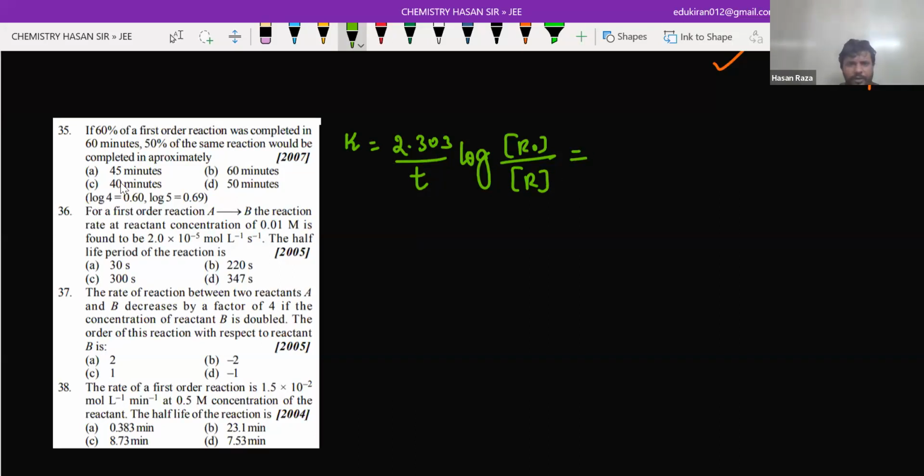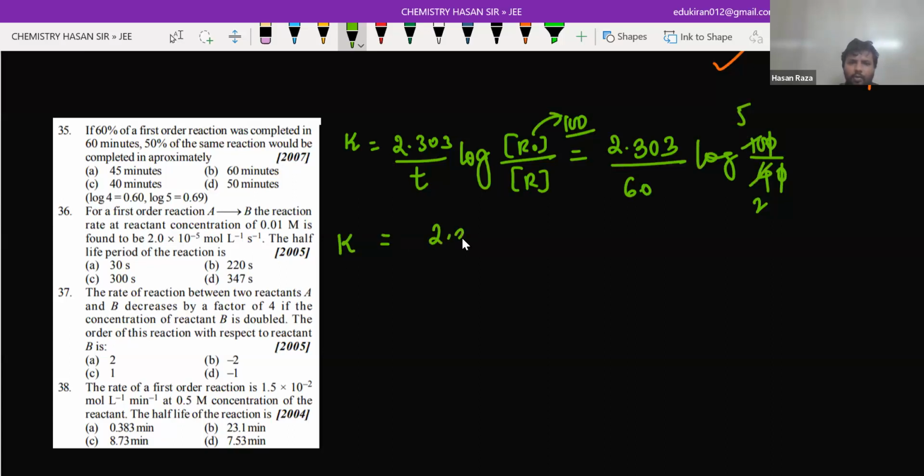We don't know the value of initial concentration. We know the value of time, that is 60% in 60 minutes. Let's say the initial concentration is 100 and 60% is completed. So how much is left? 40, right? So you just need to deal with this. 2 to the 4, 2 5 10. So K will be equal to 2.303 upon 60, and this can be written as log 5 by 2. That means log 5 minus log 2.